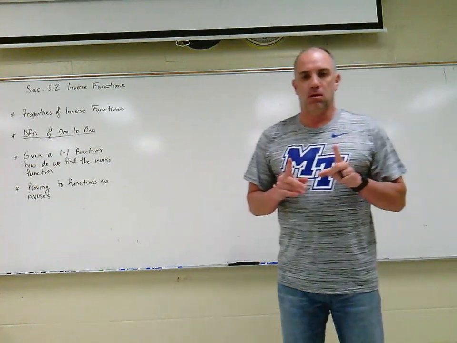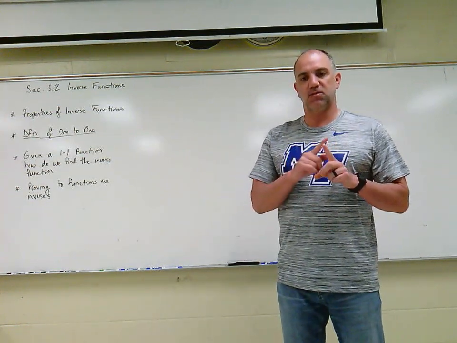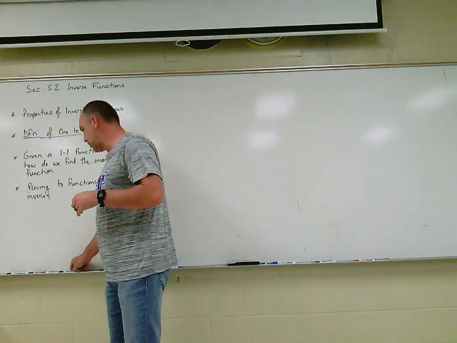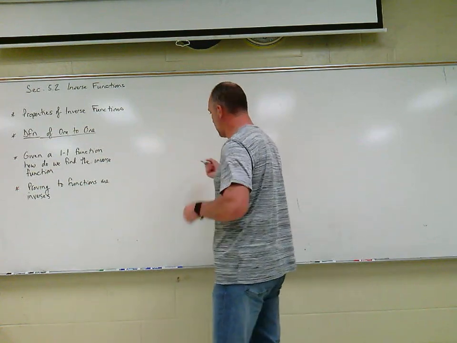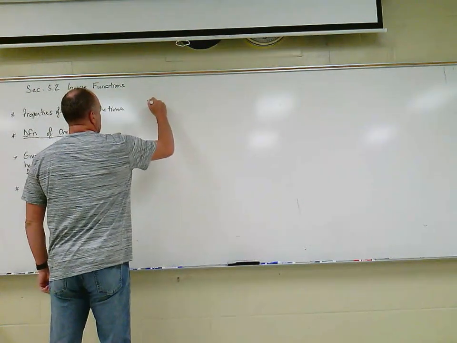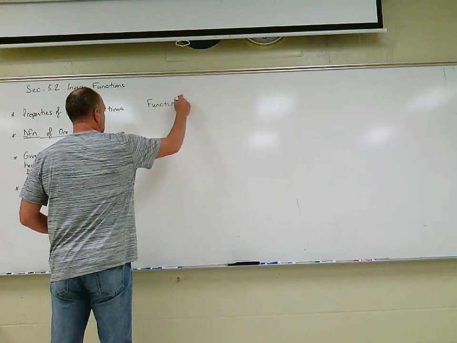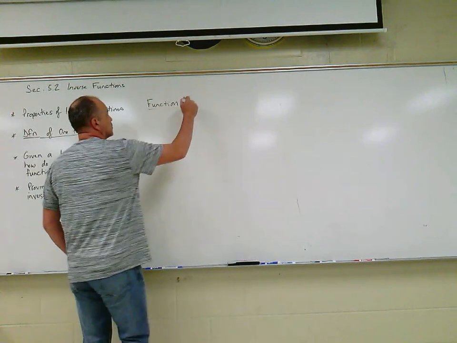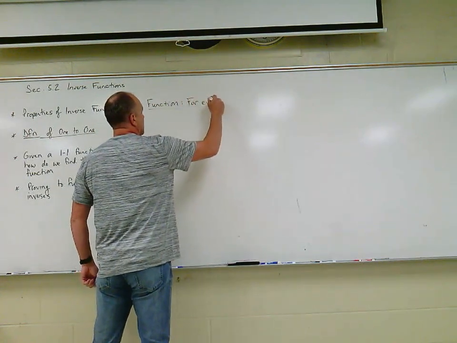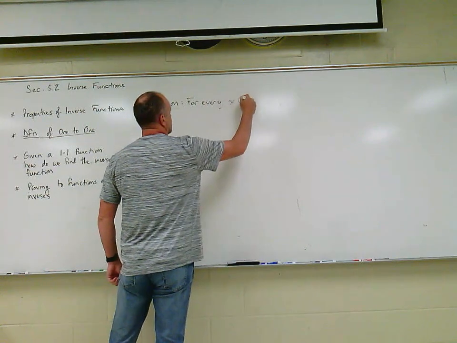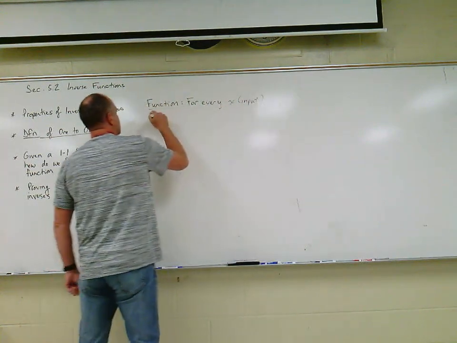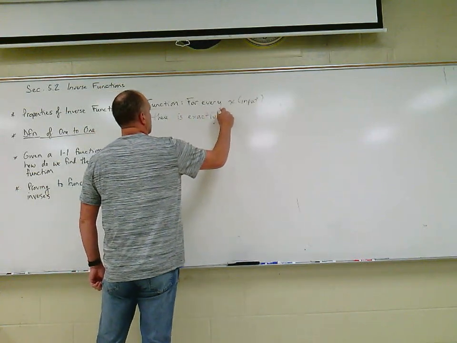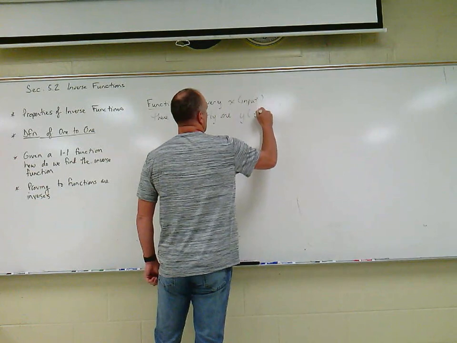So remembering that for a function, there has to be, for every x, one y. Okay, so we want to remember that. We can't have two outputs for one input. So just remembering the property of a function. What's our reminder on what a function is? So for every x or input, there is exactly one y or output.